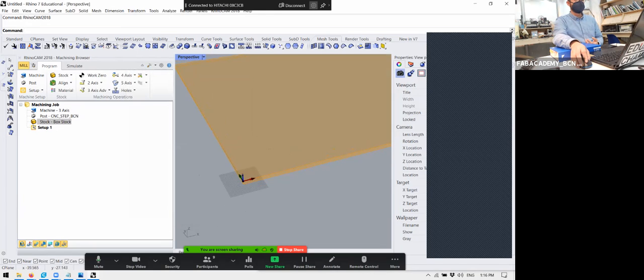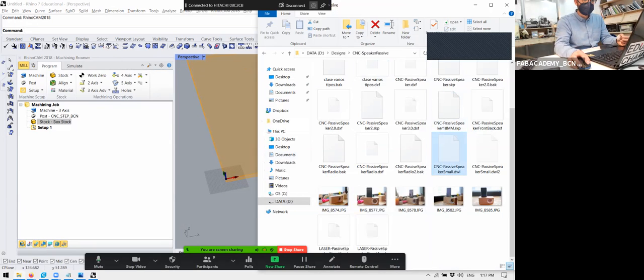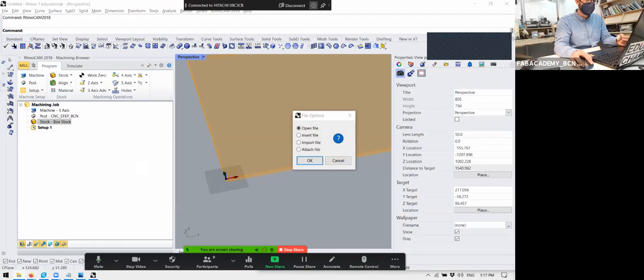Okay, so now that we have it there, we can see the full size of the material. Let's import our geometry. I have the file here, since it's a speaker. I think it's speaker DXF. Yeah. Import.